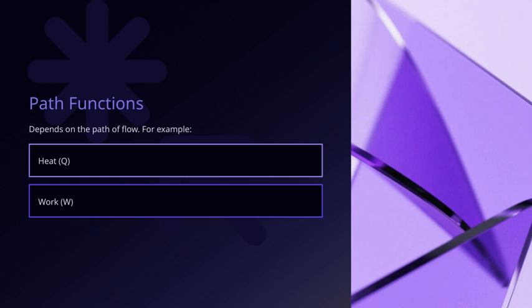This is what we call path functions. For example, if you're compressing a gas in different ways, the work done can vary even if the starting and ending conditions are the same. The key point here is that work and heat depend on the specific path, not just the endpoints. Understanding this helps us grasp the importance of the process details in thermodynamics, which ties back to the overall theme of how energy transfers and transformations happen in different systems.